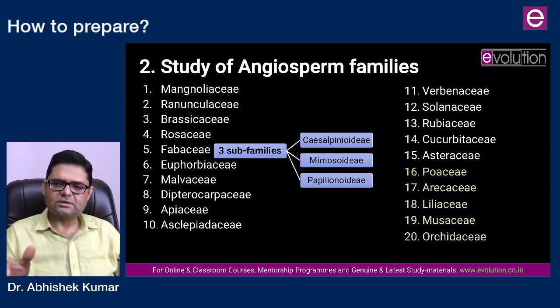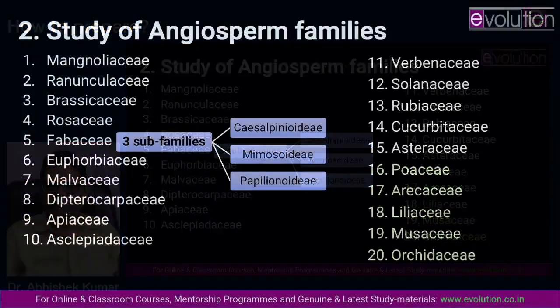What about the questions? How many questions have been asked in the examination? And within the question paper, what has been the weightage given to systematics and what has been the weightage given to angiosperm families? Let's take a quick look.